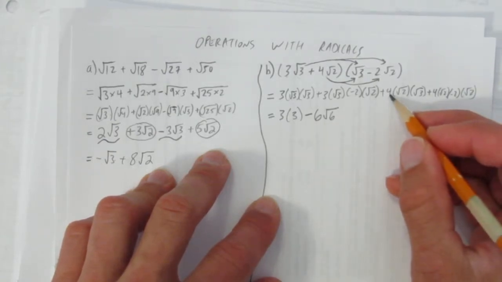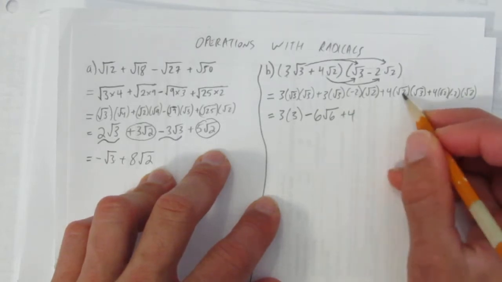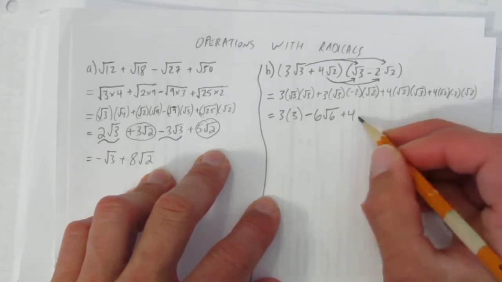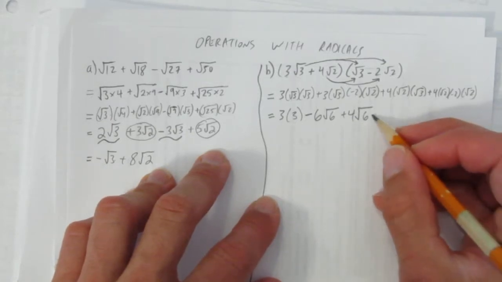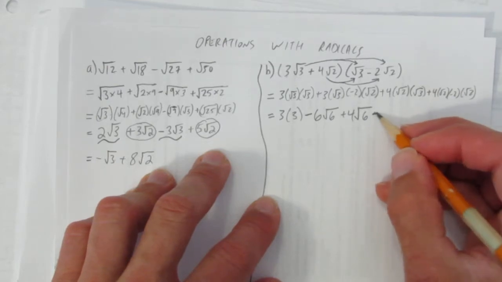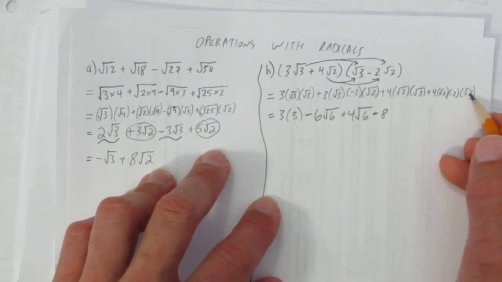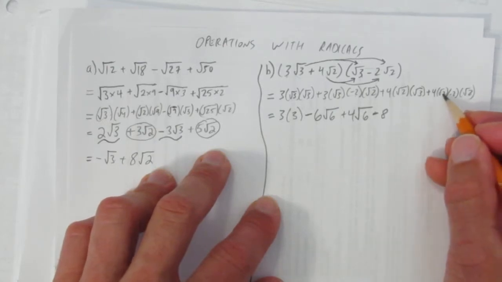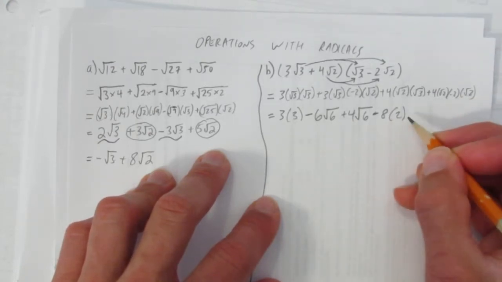Okay, over here, 4 times, well, I can't do much with that 4, but I can again do root 2 times root 3, just multiply the numbers inside. You get root 6. And then at the end there, I get 4 times negative 2. 4 times negative 2 is negative 8. And then root 2 times root 2. Here's another way to think of it. What's root 2 times root 2? That's just root 4. What's the square root of 4? 2. Root 2 times root 2 is just 2.